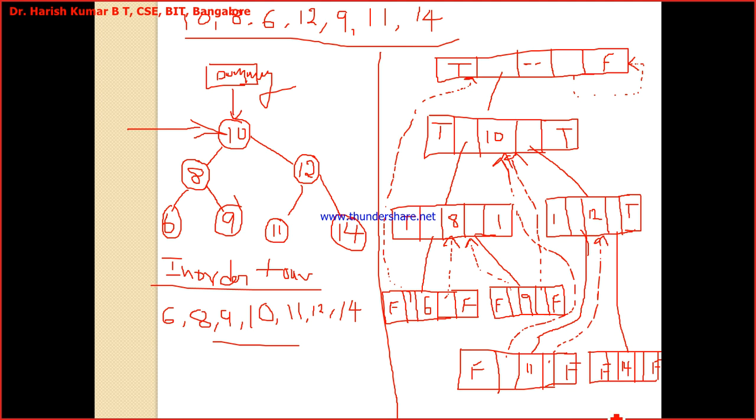All dotted lines are the threads. And now 14's left link is okay. From the left link of 14, you'll have a thread to 12. Now from the right link of 14, where should it go? To the dummy node, because towards the right of 14 we don't have anything in the in-order traversal.